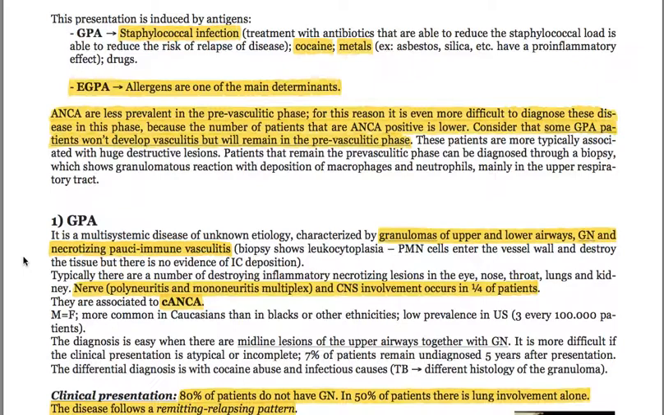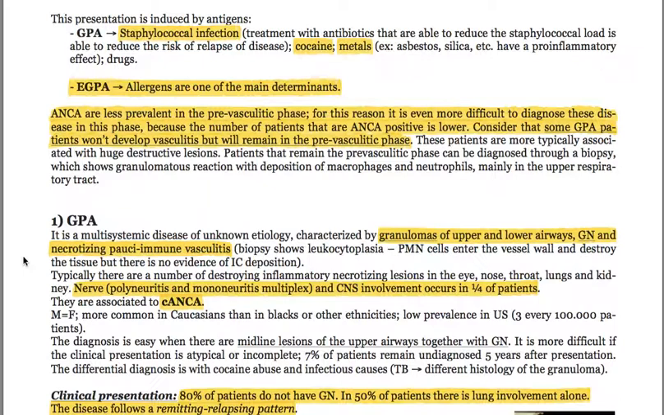Granulomatosis with polyangiitis is a multisystemic disease of unknown etiology, characterized by granulomas of upper and lower airways, glomerulonephritis, and necrotizing pauci-immune vasculitis. Biopsy, in fact, shows leukocytoclasia. Polymorphonuclear cells enter the vessel wall and destroy the tissue, but there is no evidence of immune complex deposition. Typically, there are a number of destructive inflammatory necrotizing lesions in the eye, nose, throat, lungs, and kidney.